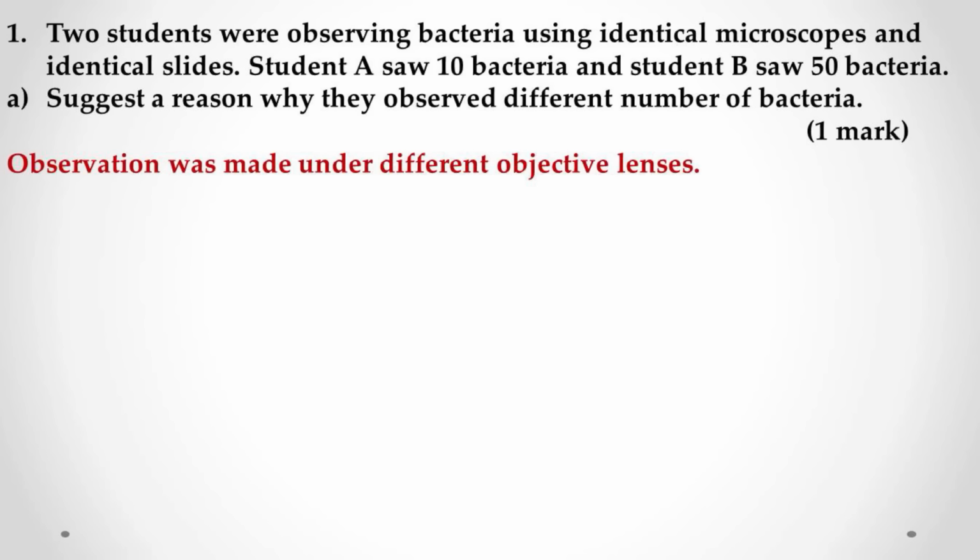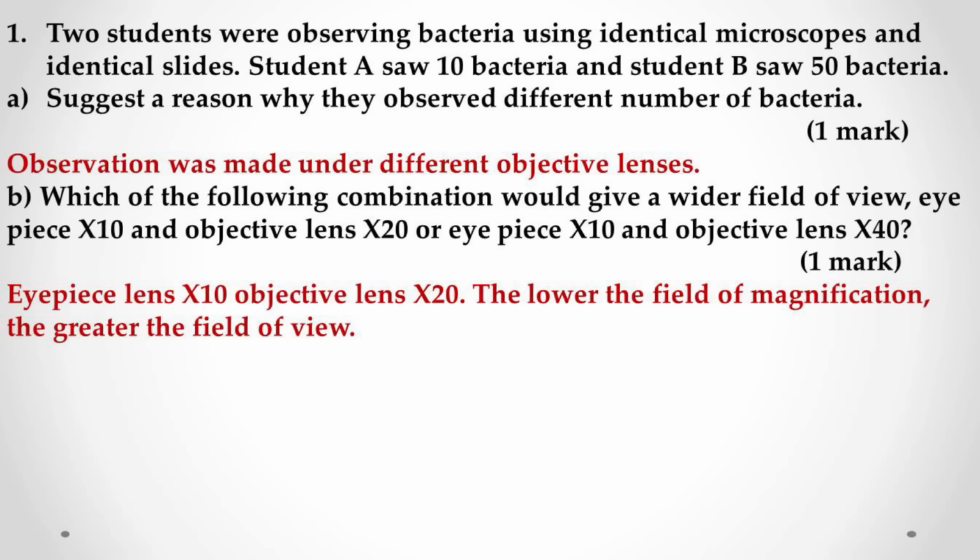The reason why they observed different numbers of bacteria is because observation was made under different objective lenses. Between the two sets, the combination which would give a wider field of view is eyepiece lens x10 and objective lens x20. The reason is that the lower the magnification, the greater the field of view. So this set has a lower magnification, and hence it will have the greater field of view.